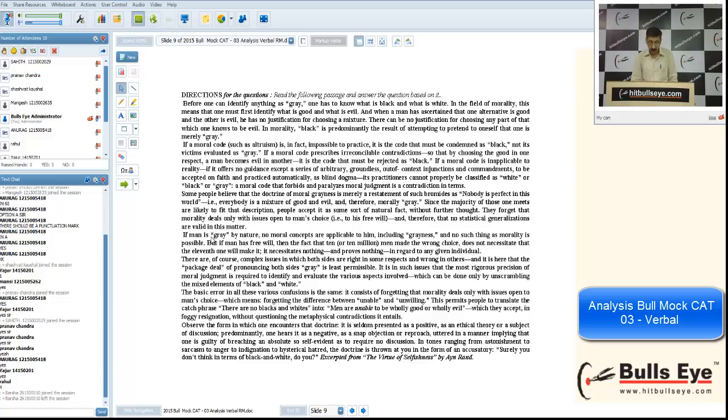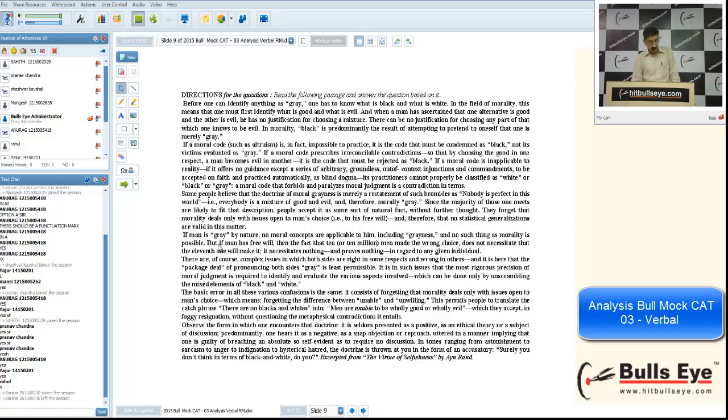Now look at the third paragraph. If man is gray by nature, no moral concepts are applicable to him, including grayness. Because in morality, right means white, wrong means black. But if you talk about gray, then the moral code is not at all applicable. Morality is out of the picture now, so it cannot be termed as moral. No such thing as morality is possible.